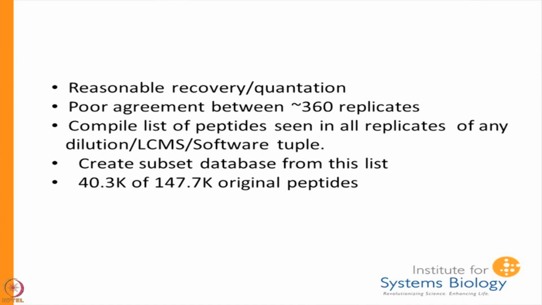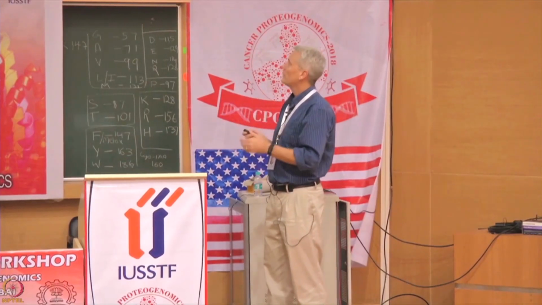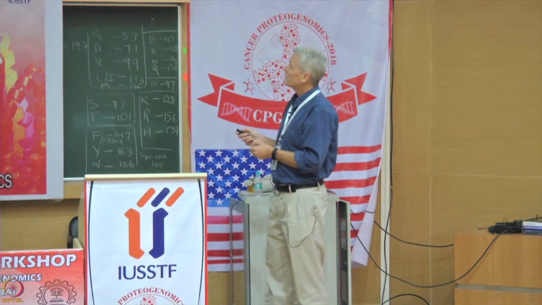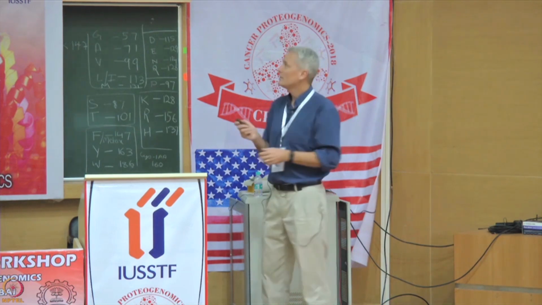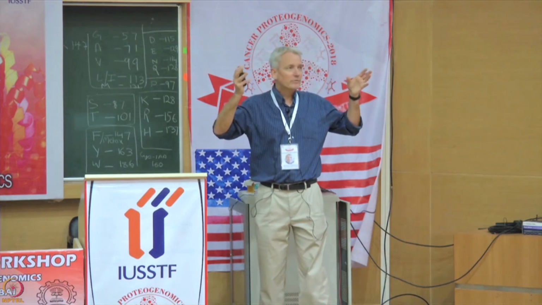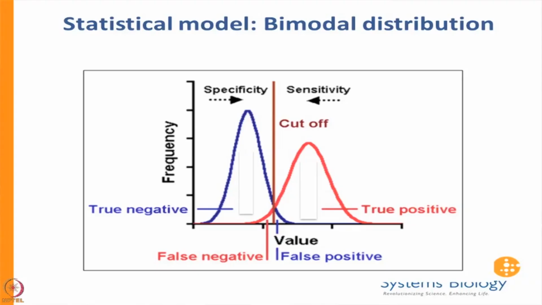So what we did is we looked at all the different experiments, and we picked peptides that were seen in all 3 replicates of any one technique or software, what have you. And we created a subset database from this list. So basically, the PHL had about 147,000 peptides. Our new database had 40,000 peptides. So what we've done is taken a repository library and focused it on our sample. And the reason for this is basically the way that people do big data nowadays.